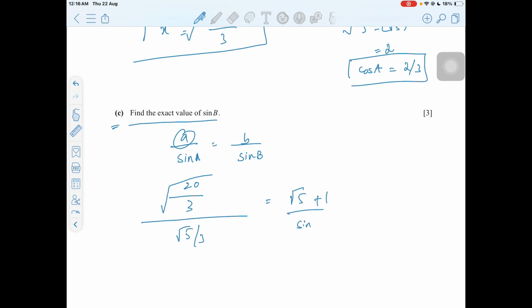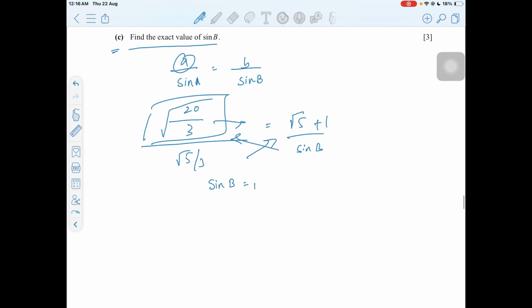Now since we can use the calculator over here, let's just use the calculator. Sine b would be multiplied over there, root 5 upon 3 would be multiplied over there, and then this root 20 upon 3 would be divided. So we get our sine b finally as root 5 plus 1 over 2 root 3, right? Or you can just simplify it, right?